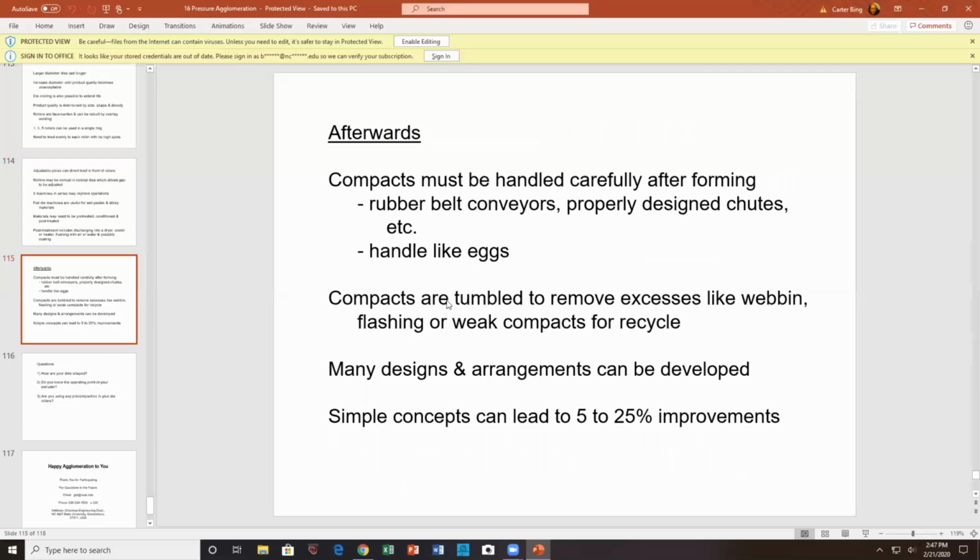Anyway, afterwards, compacts must be handled carefully, right? After forming, handle like eggs, gently, gently. Rubber conveyor belts, properly designed chutes. Compacts are tumbled to remove excess like webbing, flashing. One way to recycle is you stress test your compacts, and the ones that break apart, you recycle. Many design arrangements can be developed, and simple concepts can lead to 5 to 15% improvements.